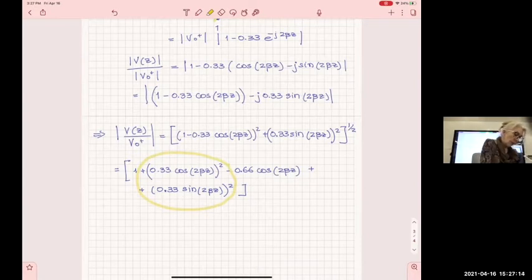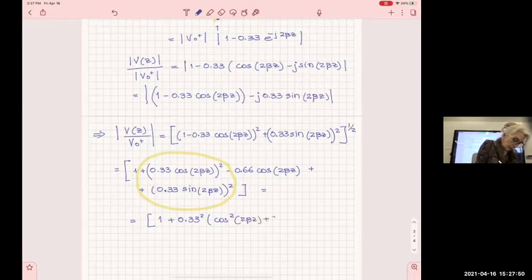So from here, we have 1 plus, do you agree with me that these two together give me 0.33 squared? Because the first one is going to be 0.33 squared times cosine squared of 2 beta z. And the second one is going to give me 0.33 squared times sine squared of 2 beta z. So it's going to give me 0.33 squared, and inside I'm going to have a cosine squared of 2 beta z plus a sine squared of 2 beta z, which makes this to be 1.